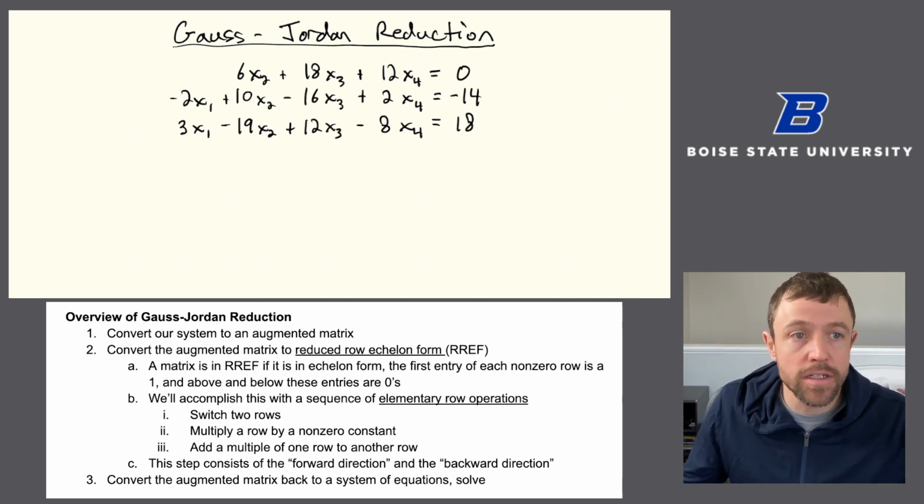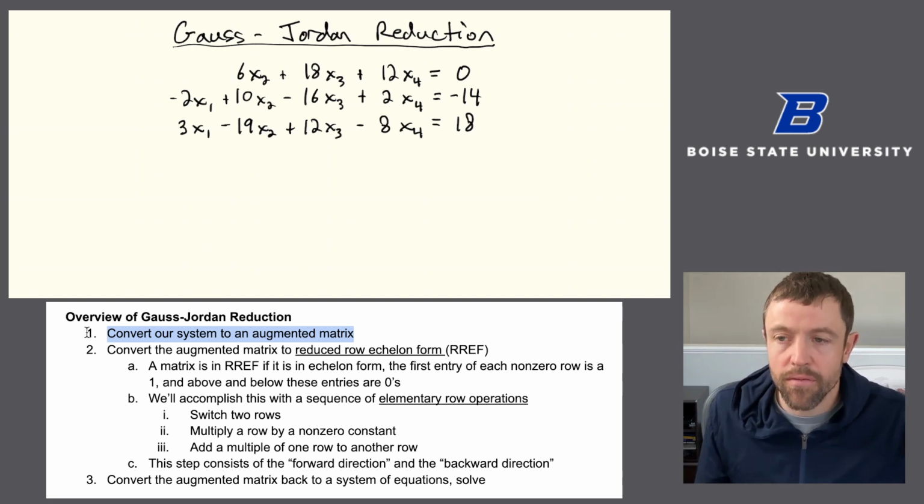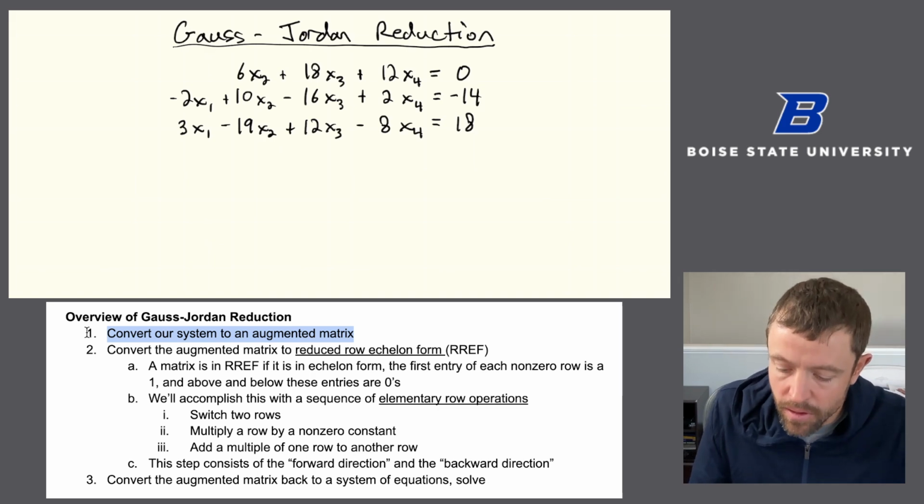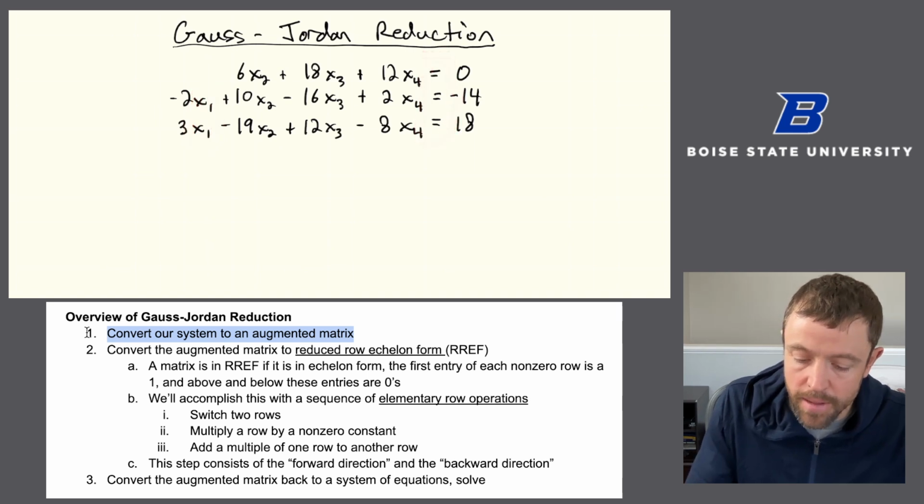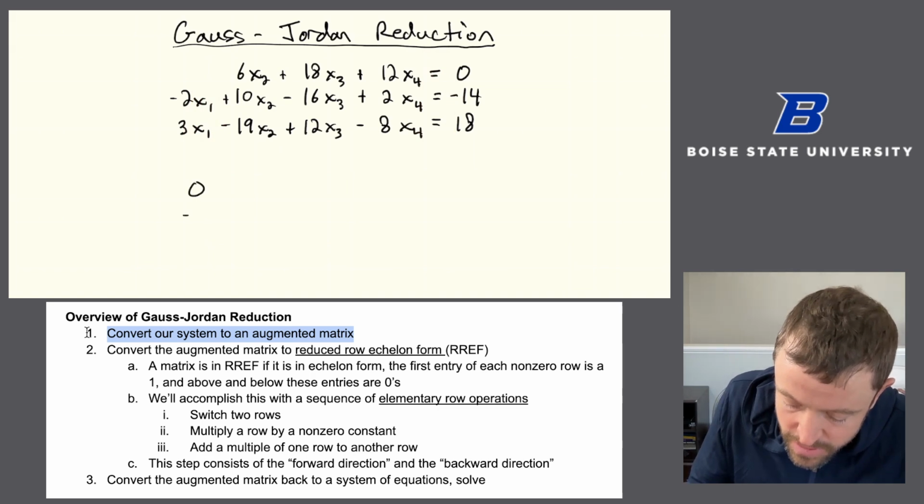The first thing we're going to do is convert our system into an augmented matrix. So what does that mean? Well, we're going to get rid of all of the superfluous stuff that would appear every time. We don't need to write down x1 each time. We don't need to write down these equal signs each time. So we'll convert this to an augmented matrix. So as an augmented matrix, this thing looks like this.